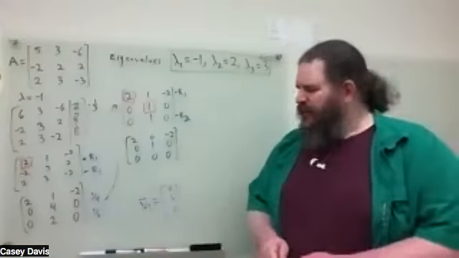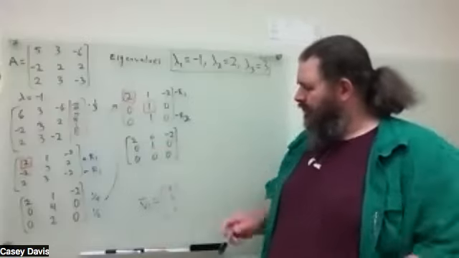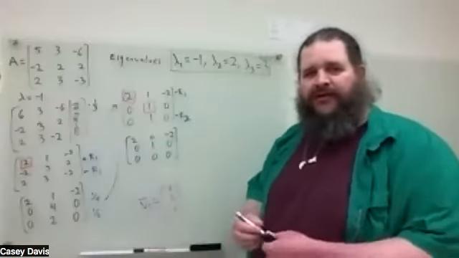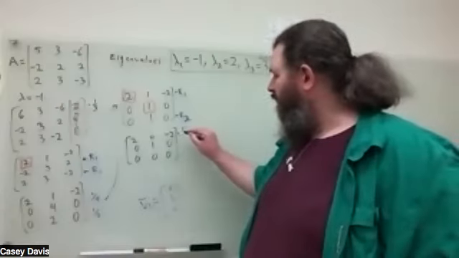One more simplification we can make here. Everything in the first row is multiples of 2. In fact, they're all just 2 and -2. So I'm going to multiply that by 1/2.